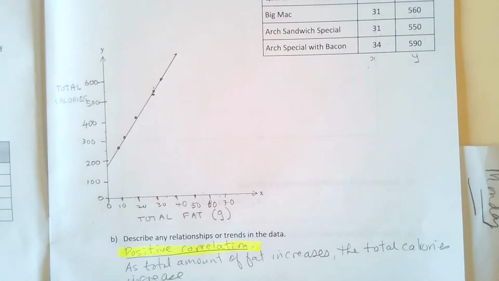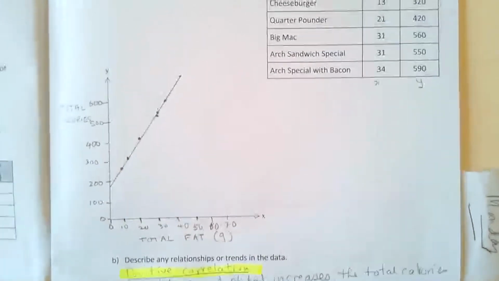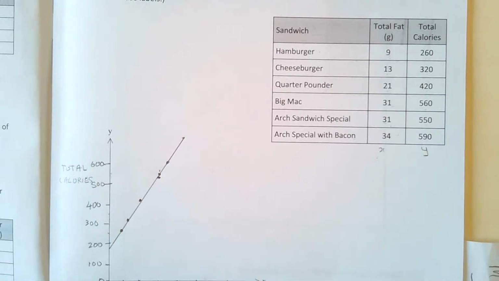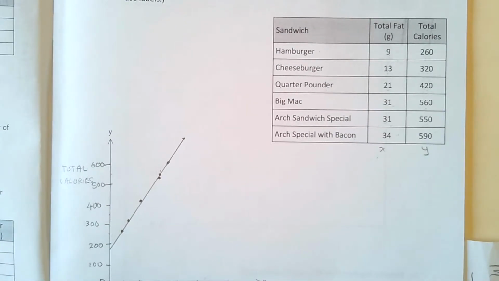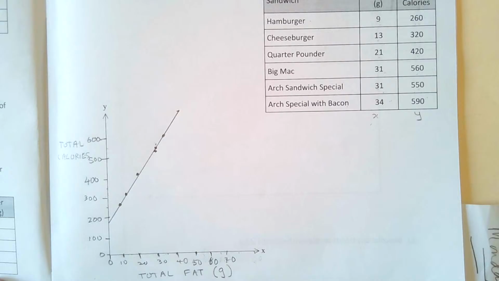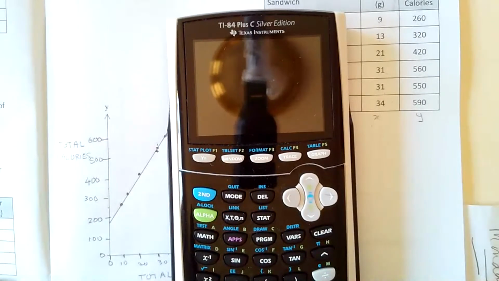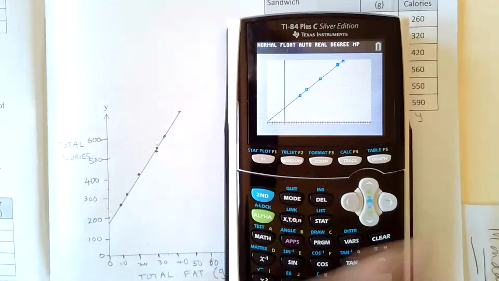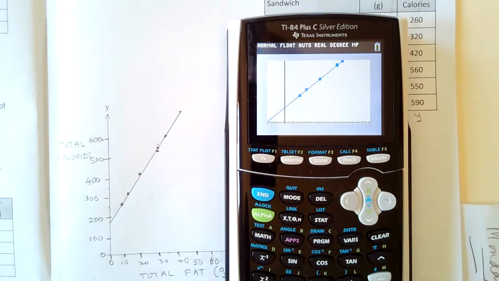Now, I'll show you how to plot this on your graphing calculator. Now, I went ahead and graphed it on the graphing calculator. This is what I ended up with. Now, I'll show you how to get to this point.